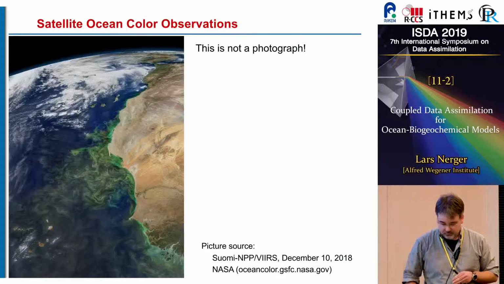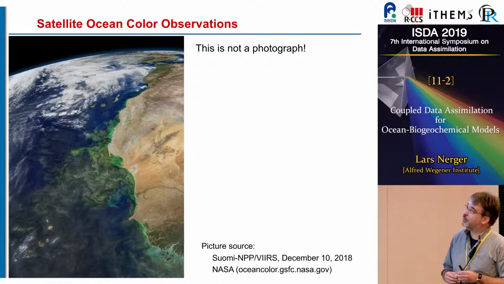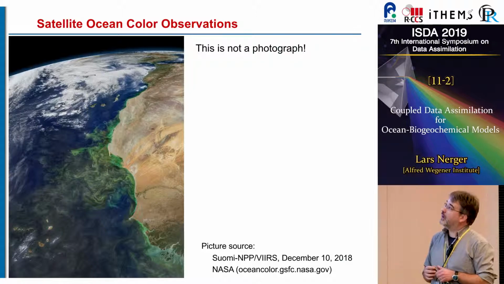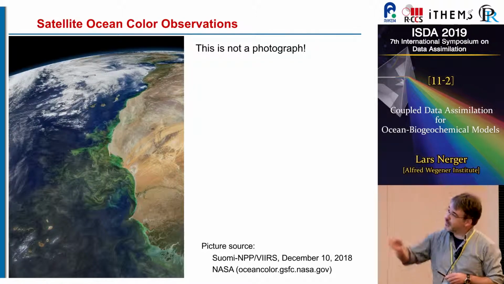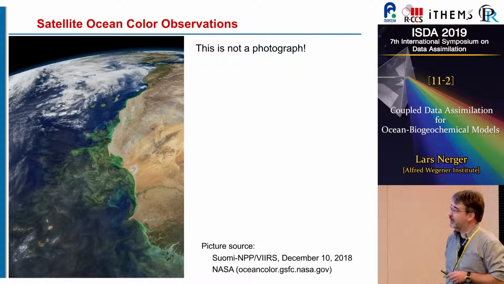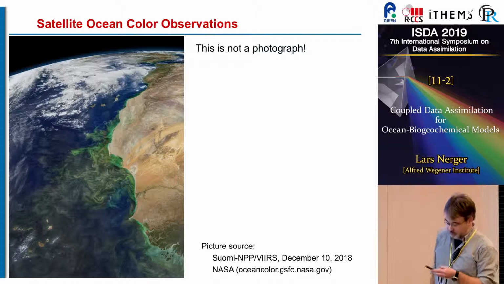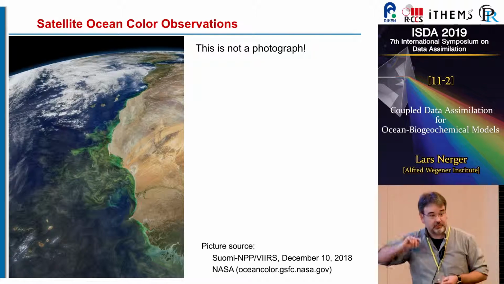So these are the models. And what we have to directly constrain biogeochemistry is satellite ocean color observations, like this photo, just taken from the Ocean Color website of NASA Goddard. It's kind of a nice photo. I hope you see this sufficiently. A lot of green filaments. This is the west coast of Africa. Actually, not a photograph.